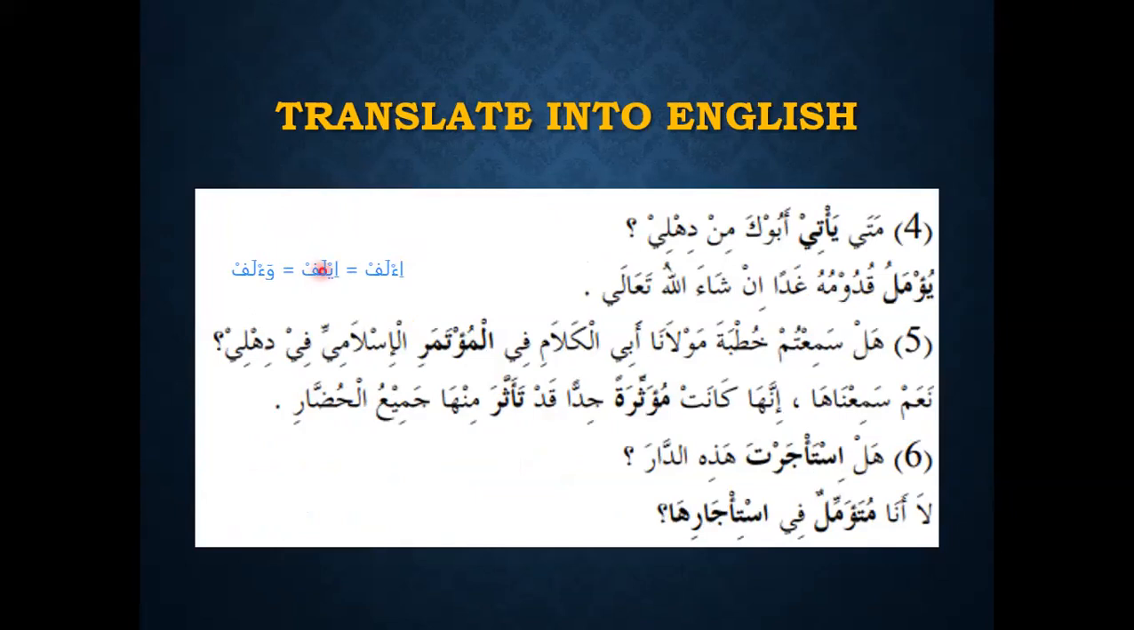Mata ya'ti abuka min Delhi. When would your father come from Delhi? Mata ya'ti abuka min Delhi. When is your father coming from Delhi? Yumalu. So it's majhul of amala. Amala means to hope. It is hoped. Udumu, what is hope? His coming. His return, his coming is expected ghadan, tomorrow, inshallah ta'ala, if Allah wills.